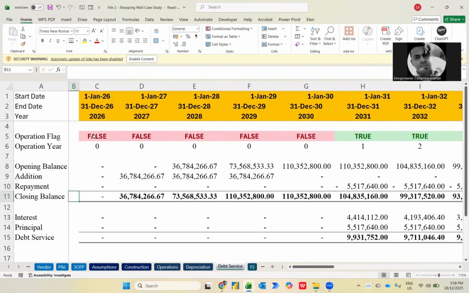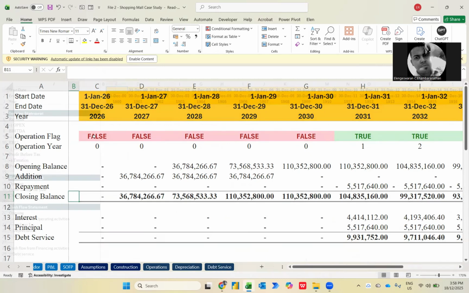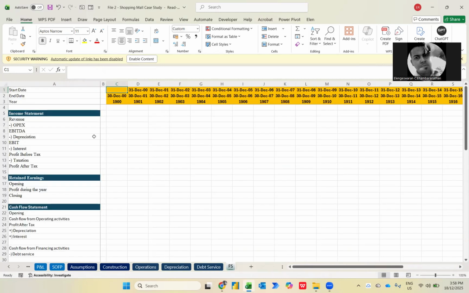So we have done depreciation, we have done debt service. The next thing is the financial statement, because the financial statement is a very important report.